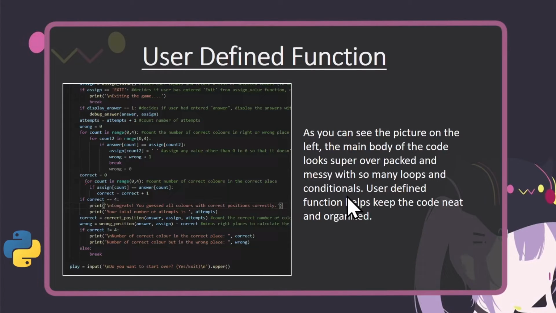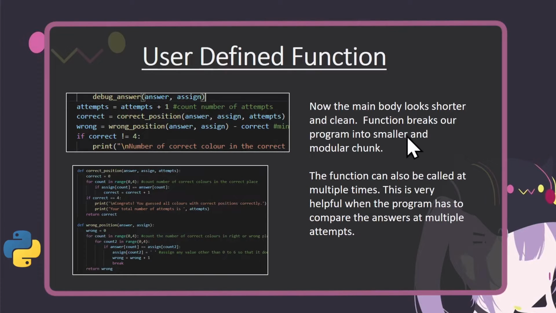Next, as you can see in the picture on the left, the main body of the code is super packed and messy. So user-defined functions help to break the program into smaller, modular chunks. This function can be called multiple times, so it's helpful for multiple attempts by the user.